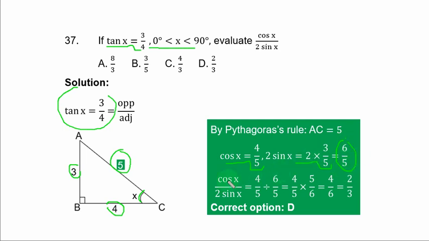So therefore, cos x over 2 sine x is equal to cos x is 4 over 5. Because both results are fractions, let's use division sign in place of division line, and you have 6 over 5. Anytime you have to divide fractions, division sign always changes to multiplication, and you invert the fraction at the right side. So you have 4 over 5 times 5 over 6. 5 will cancel 5. You have 4 over 6 remaining. Divide through by 2. You have 2 over 3. D is the correct option.